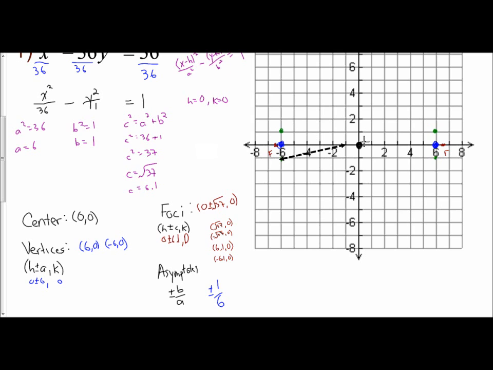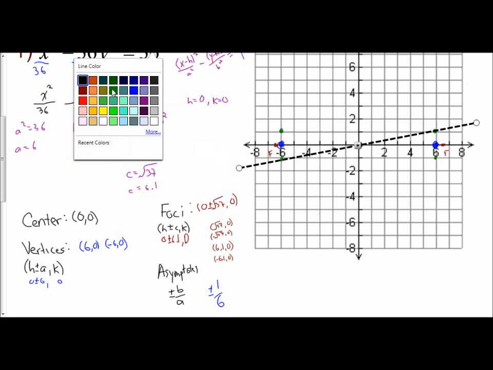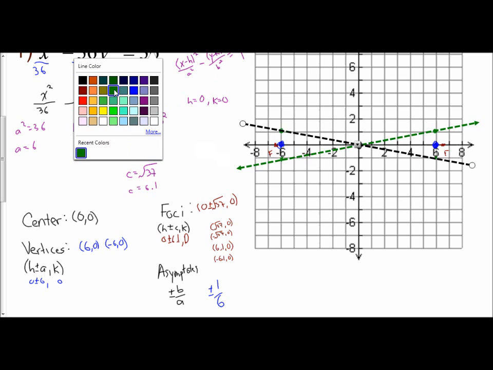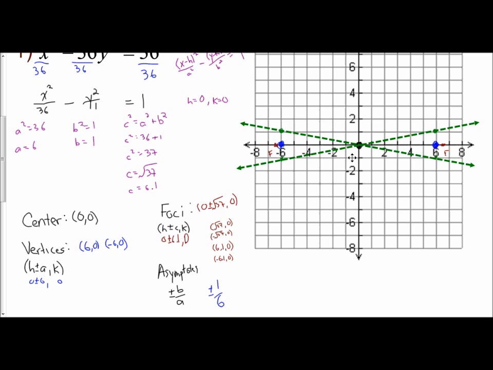So to graph the asymptotes, we're going to have one with the positive slope. And let me extend it across the entire graph. And I can even change the color for it to match the green so we can see it. And I'm going to do it again over here, and I will change the color for it as well. And so there are the asymptotes for our graph.